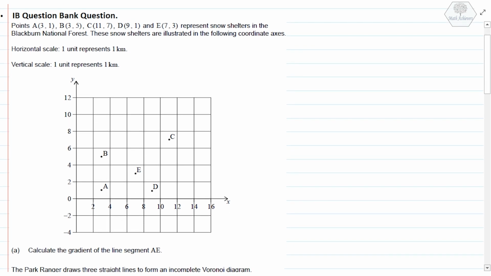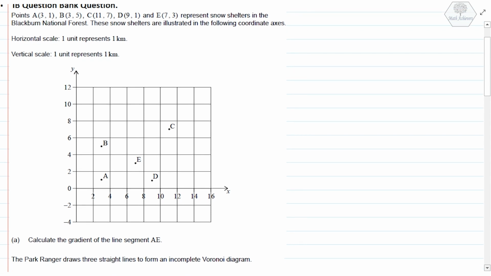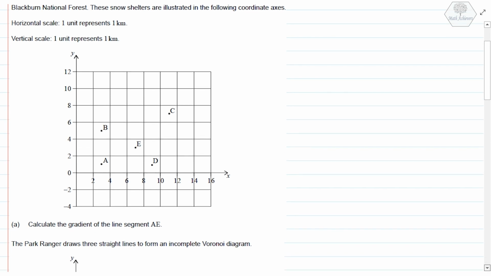I have points A, which is (3, 1), B, which is (3, 5), C, D, and E. These represent snow shelters in the Blackbird National Forest. These snow shelters are illustrated in the following coordinate axes. I have the horizontal scale, 1 unit representing 1 kilometer, and the vertical scale, 1 unit representing 1 kilometer as well.